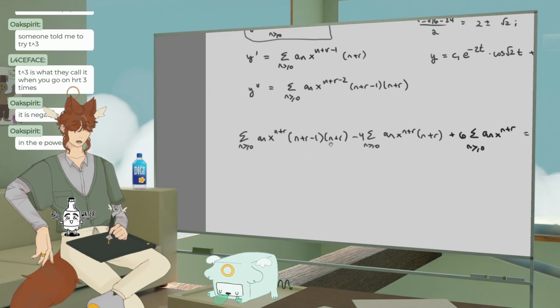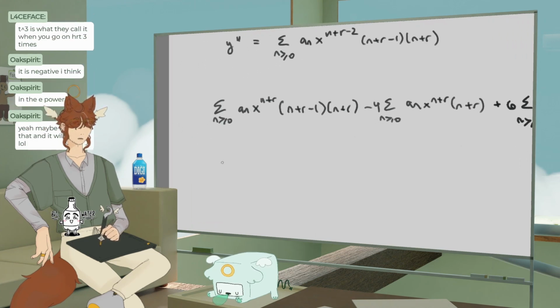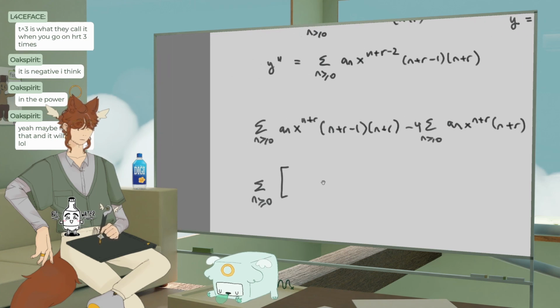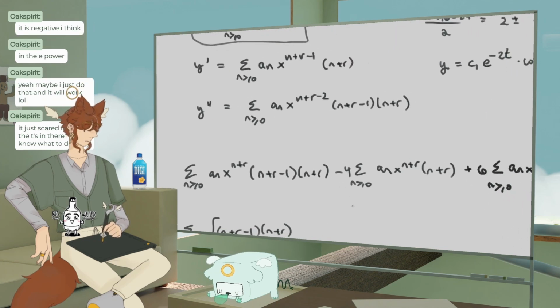If you were interested in doing this, you would combine these all into one big series. You would say n greater than or equal to 0, and you'd factor this out. You can factor out the a_n too. You would get n plus r minus 1, n plus r. This is if you wanted to actually figure out the series of it.